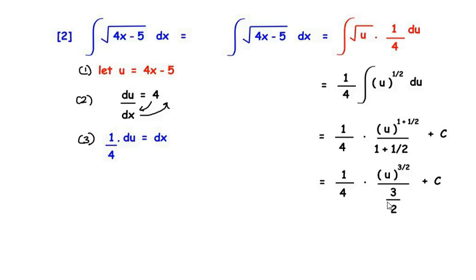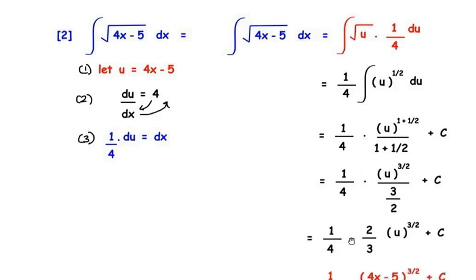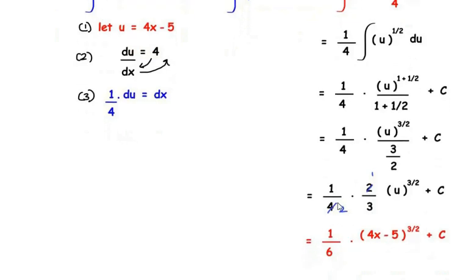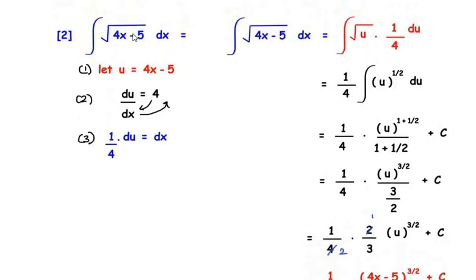Now let us take this fraction to the numerator. So we get 1 over 4 times. Now when this fraction comes to the numerator, it flips upside down. So 3 over 2 now becomes 2 over 3 times u to the power of 3 over 2 plus c. Now 2 divides 4, that is 2 1 times is 2 and 2 2 times is 4. So this simplifies as, in the numerator we have 1, over 2 times 3 is 6, times, now replacing u by the x term, we get 4x minus 5 raised to 3 over 2 plus c. So this is the answer for the given integration.